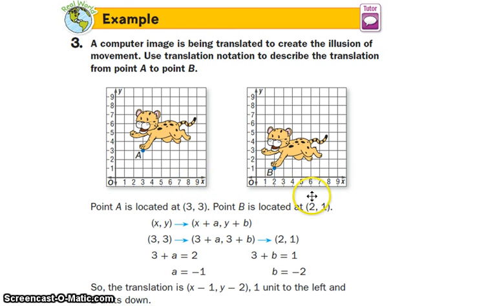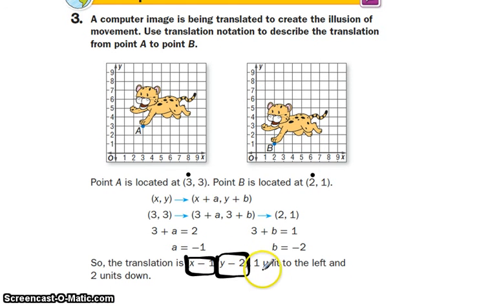Going from 3 to 2, what we had to do was subtract 1. Do you see this right here? We went from 3 to 2, so we had to take our x value and subtract 1. Then if we look at our y's, we went from 3 to 1. Well, what did we have to do? We had to subtract 2. So what we did was go 1 unit to the left and 2 units down. All you have to do is compare the 2 points, your original point, your pre-image point, and your new point.